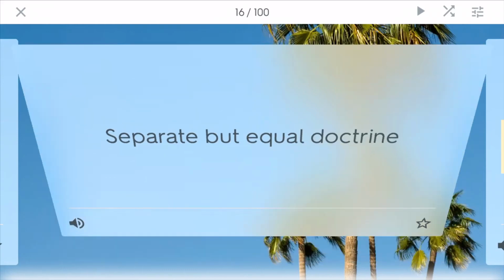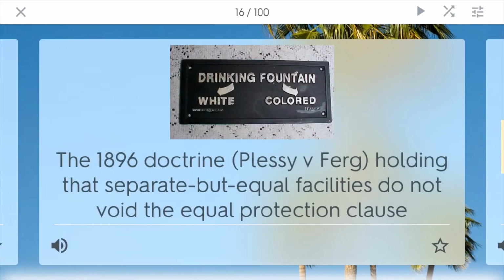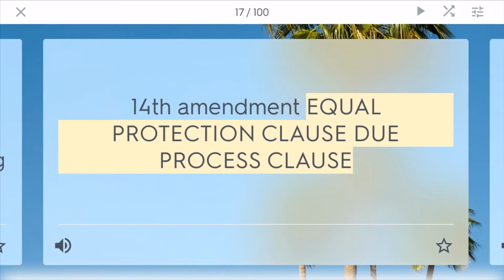Separate but equal doctrine. In 1896, Plessy v. Ferguson, the Supreme Court upheld that separate but equal facilities did not void the Equal Protection Clause established by the 14th Amendment. As a result, the Jim Crow era allowed for many businesses to discriminate against people based on separate but equal and their skin color. And for many years, this was the law of the land until Brown v. Board of Education helped to repeal some of this.